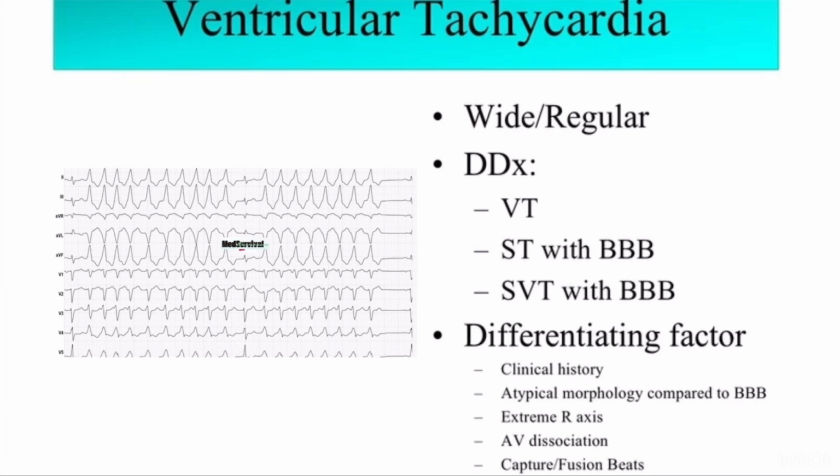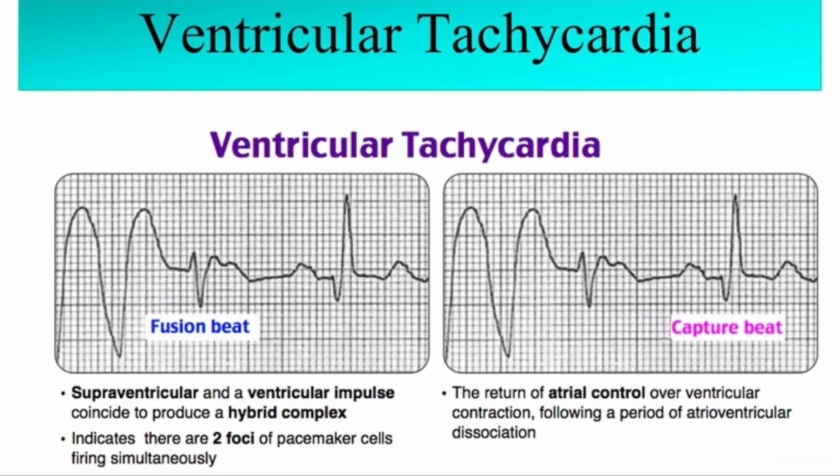Here are 2 characteristic fusion and capture beats of VT. Fusion beats occur when both supraventricular and ventricular impulses hit at the same time. Capture beats occur when a normal impulse is conducted through to the ventricle.